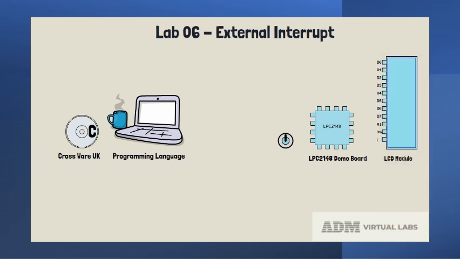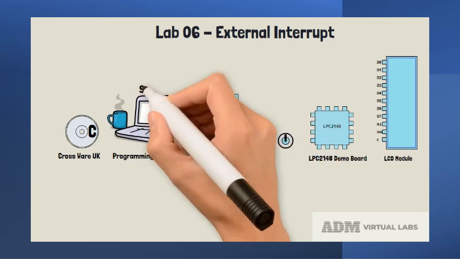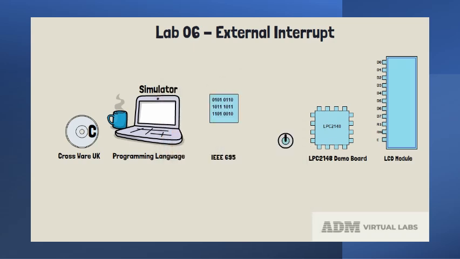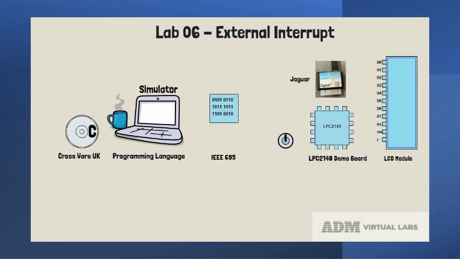Programs written in C are readable and easy to debug. To debug an embedded C program on the PC, we use a simulator. We use a Jaguar debugger to download and test the program running on the target hardware.